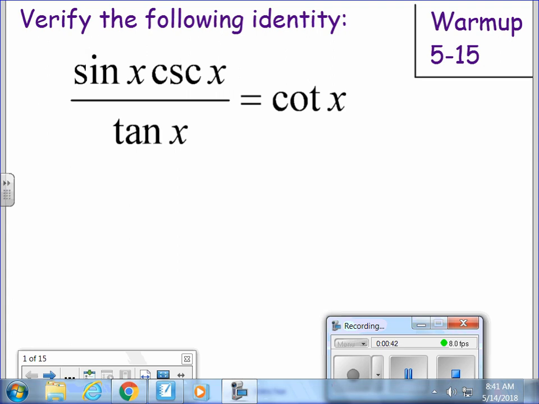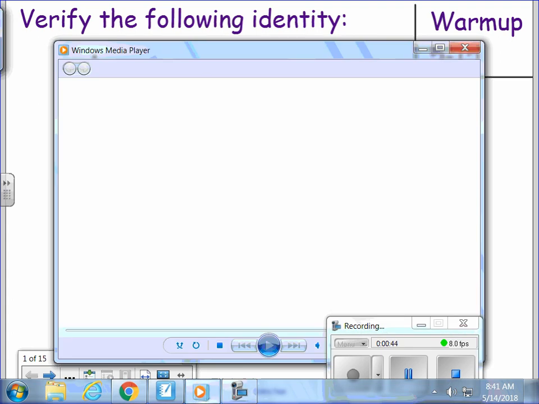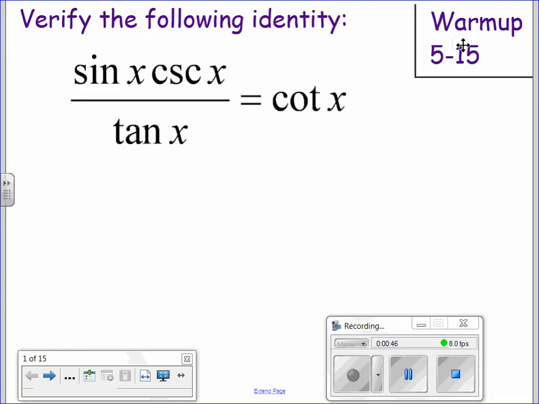All right, you're back. You ready to check? So just a reminder on these identities, you want to pick one side and work on that side only and kind of make that side match the other side. So I'm going to pick my left-hand side, work on my left, and work until my left-hand side matches my right, and then I will be verified. Let's start over here on the left.